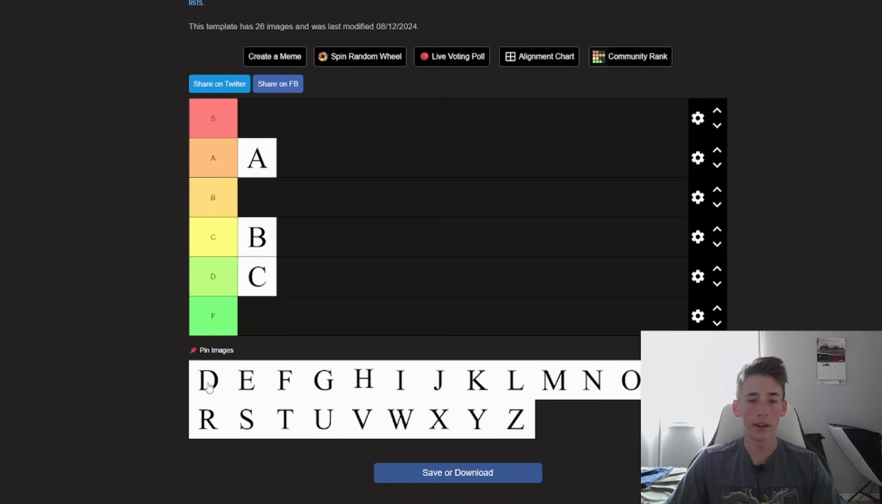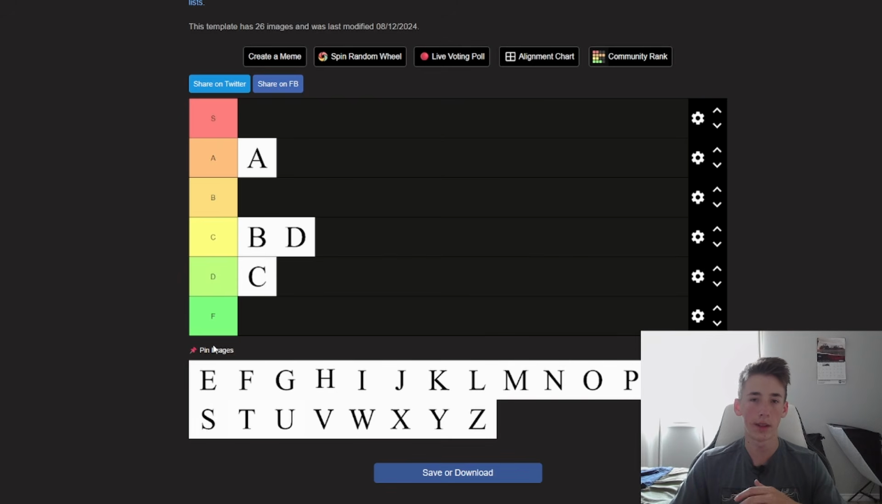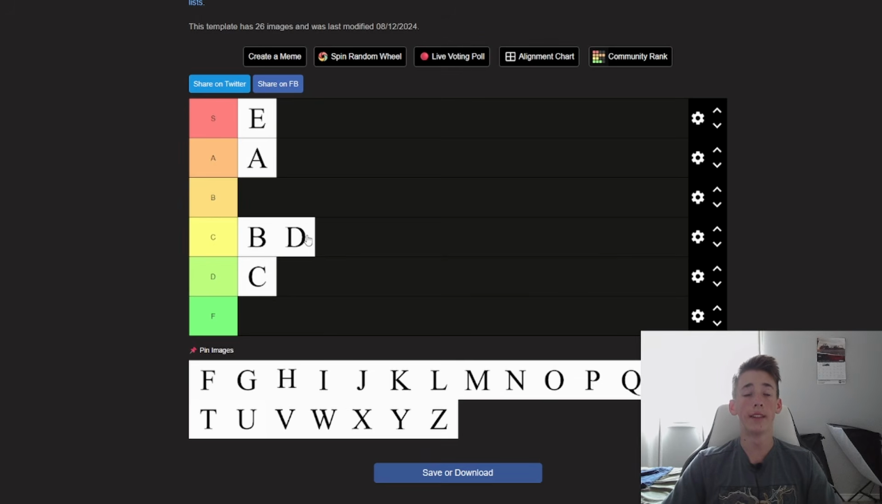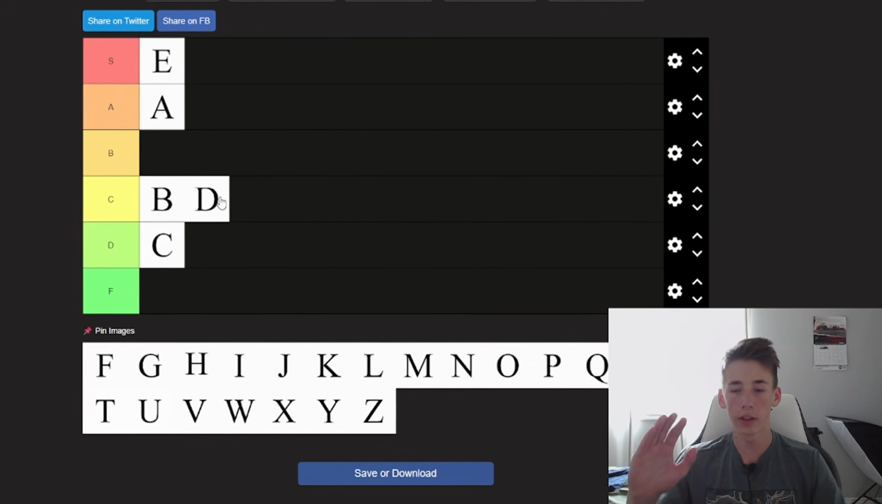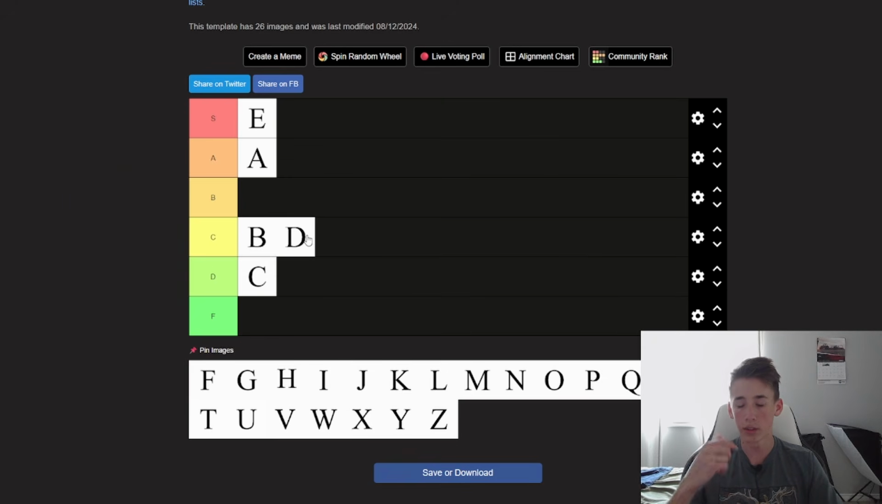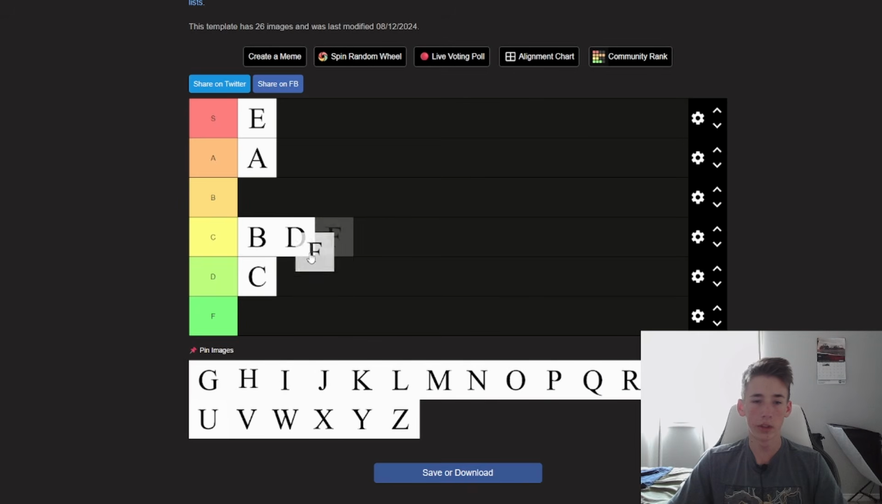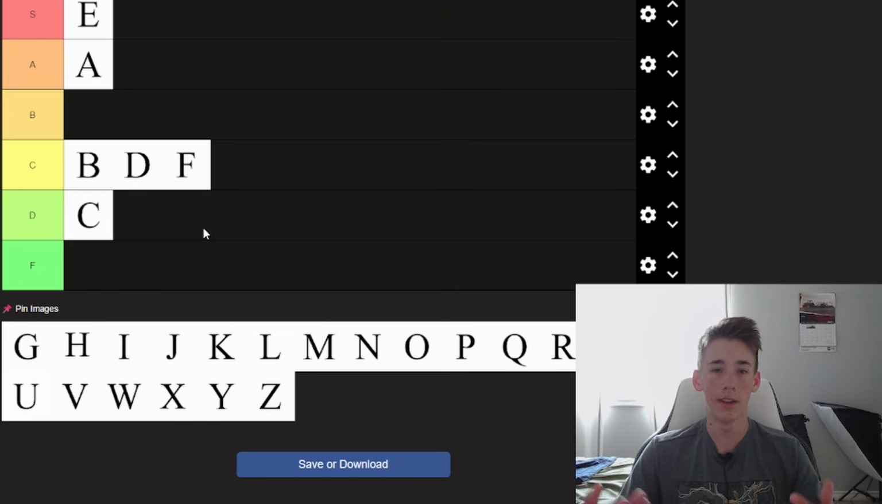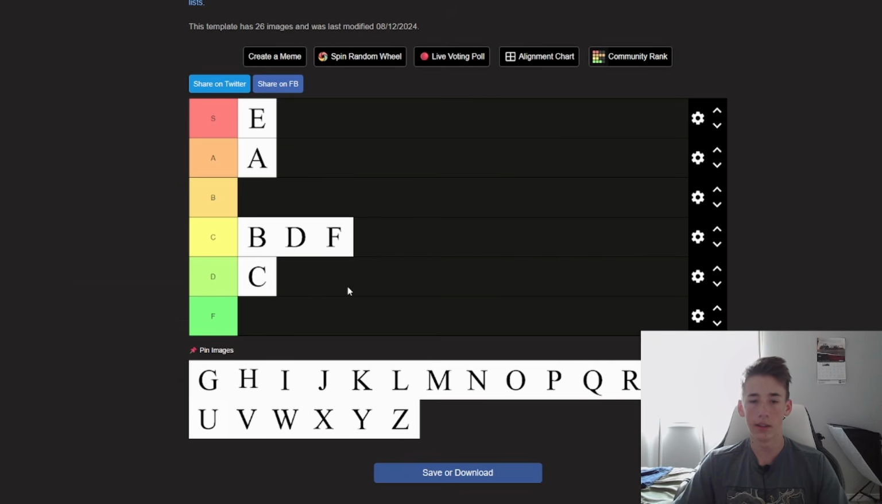Okay, now the letter D. Now D is quite a useful consonant. However, I'm going to put it in the same tier as B because they're used about the same frequency. Okay, the letter E. E will be getting an easy S tier as it is the most common letter in the English language. It's a vowel and it's extremely useful. Next is F, which I'll just put in C tier for the same reasons as B and D. It's just another consonant that's used somewhat frequently, but not too frequently.